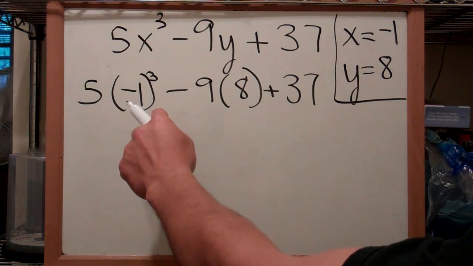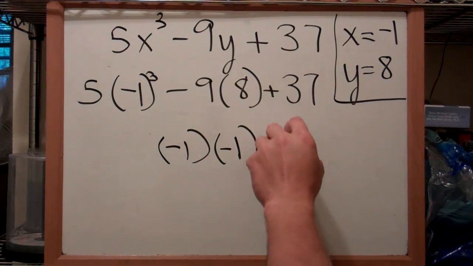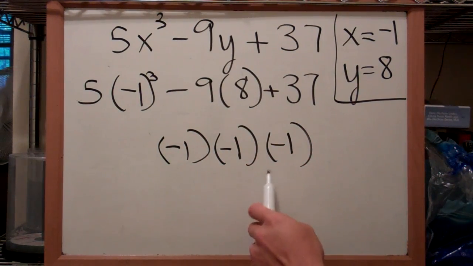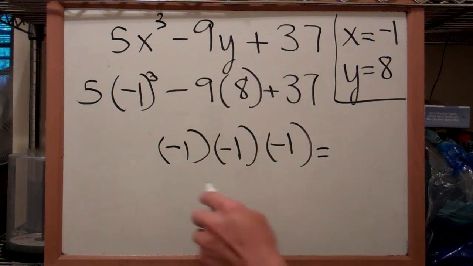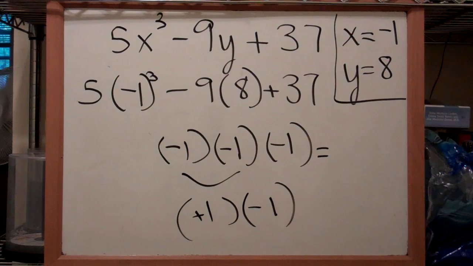So negative 1 to the third power we can see as something like this. Negative 1 times negative 1 times negative 1, which is going to equal positive 1 here, but then we're going to multiply that by the negative 1, and therefore it's going to be negative 1 coming out of there.